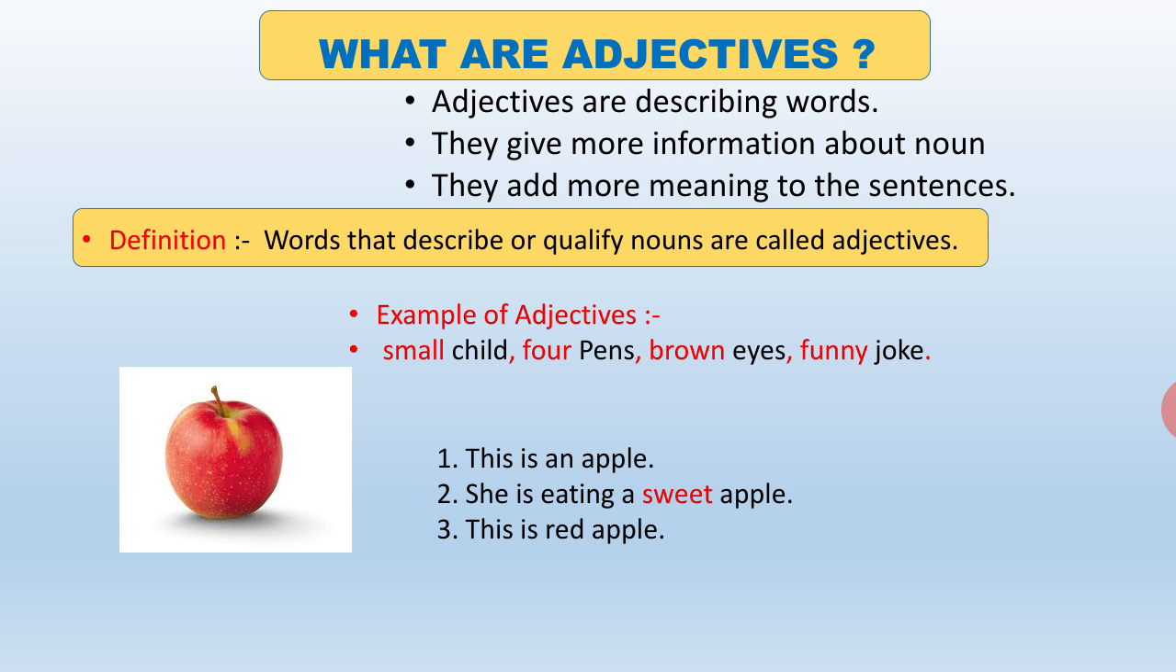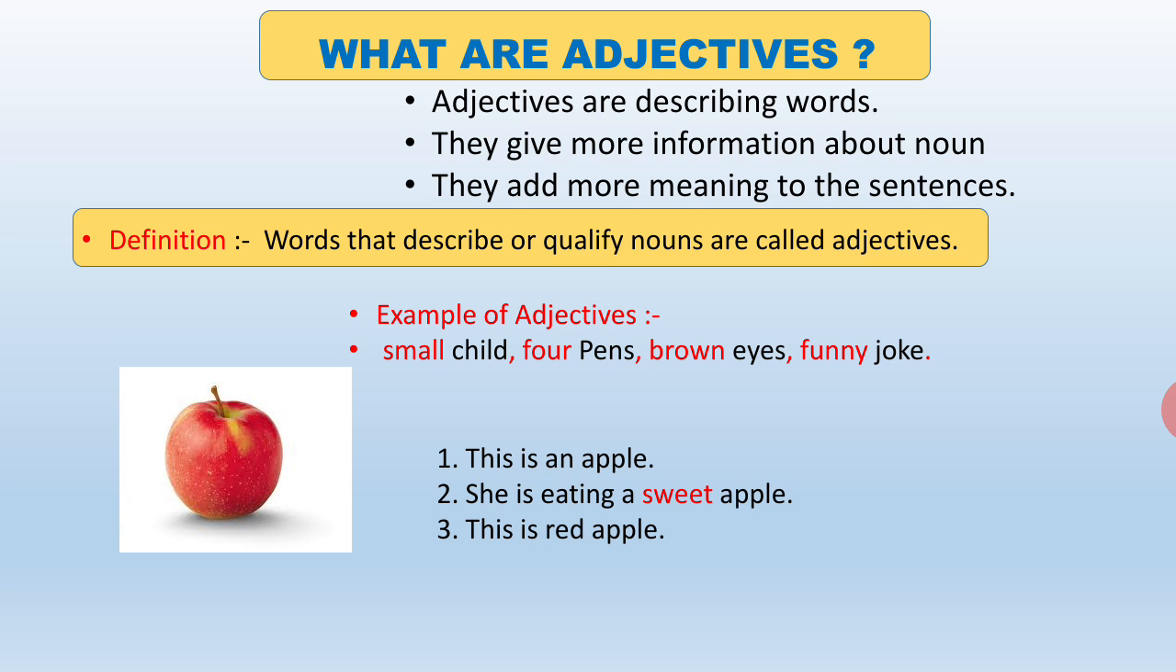Adjectives are describing words. They give more information about nouns. They add more meaning to the sentences. Now we will see the definition. Words that describe or qualify nouns are called adjectives. So adjectives are describing words. They always describe or qualify nouns. For example, small child, four pens, brown eyes, funny joke. These are examples of adjectives.